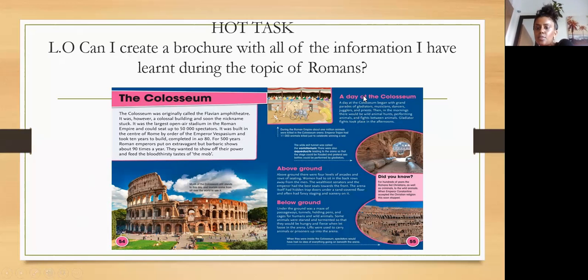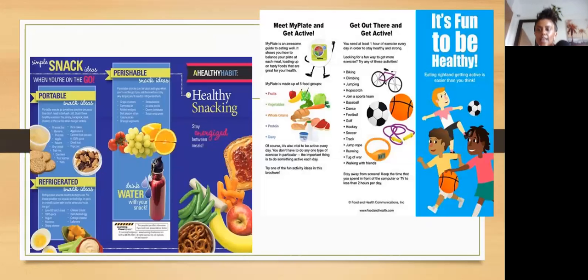It has subheadings, which are in pink: a day at the Colosseum, above ground, below ground, and a did you know box. Similar to, could you guess? Fantastic. If you said similar to a non-chronological report, you are right. So here is another example of some brochures. These are just some random ones, not to do with the Romans.